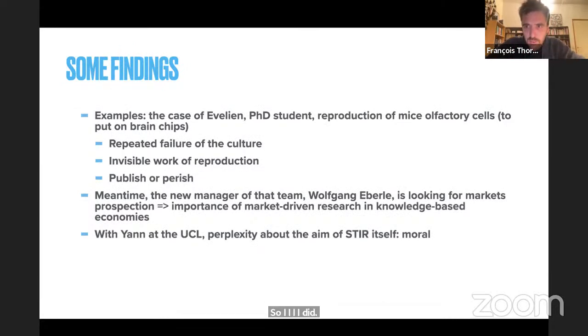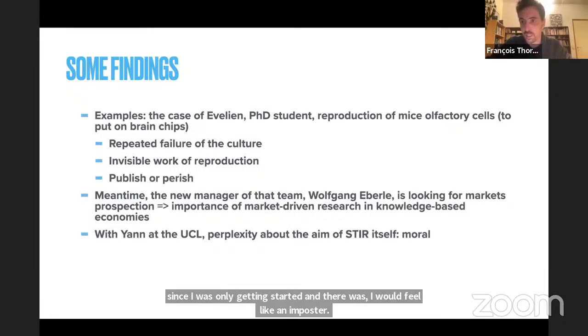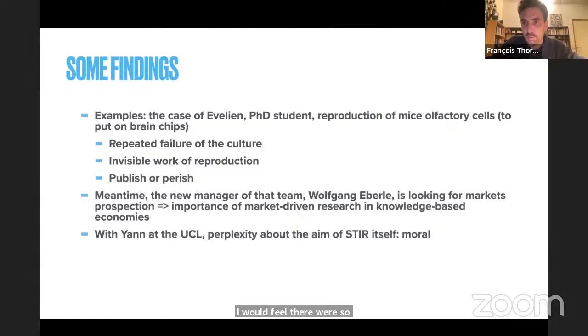I do remember the story of Evelyn. Evelyn was a PhD student in Leuven. And I think that case was the most striking for me because she was actually lost in her PhD. Since I was only getting started, I would feel like an imposter. I would feel there were so many tools or knowledge that I wouldn't possess. I was very much questioning myself about why I was there, what I was doing there. And I guess I could relate in that sense to Evelyn, because Evelyn had a PhD project.